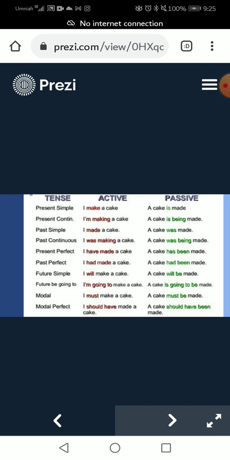Past perfect, in active, we say I had made a cake. Now in the passive, we put the object first, a cake. Then we say had been to indicate the past perfect tense. Then we add made, the past participle form of make. Future simple, I will make a cake, a cake will be made. We also keep the will the same in active and passive. We add be made to indicate the future simple in the passive, and so on.